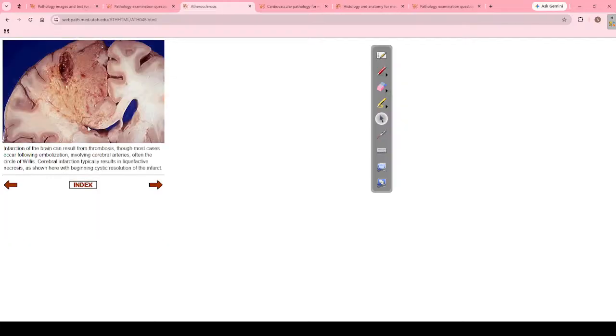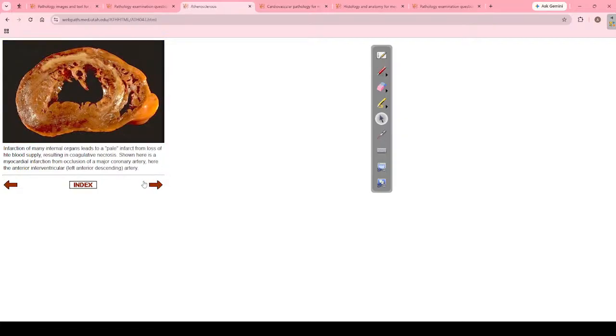Liquefactive necrosis occurs due to a thrombus which became an embolus. So thromboembolism is infarcting the cerebral arteries. Okay, circle of Willis. Another thing is there is a beginning cystic resolution. There is cystic resolution of the infarct. It becomes a cyst type thing. This is again showing the heart with the necrosis here, loss of blood supply, coagulative necrosis.